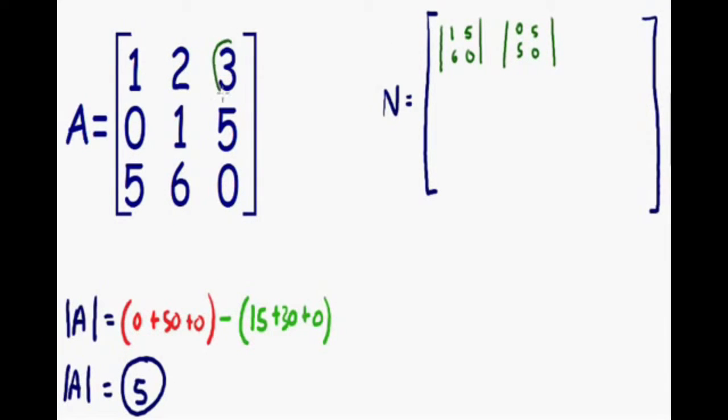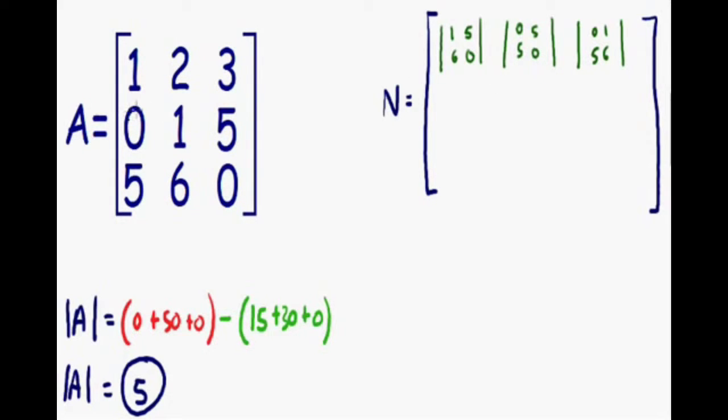So now let's do the same thing for the number in the top right position, this number 3. If we cross out the row and the column of the number 3, we're left with a 2 by 2 matrix 0, 1, 5, 6. So I'm going to copy that 2 by 2 matrix in the top right position, 0, 1, 5, 6.